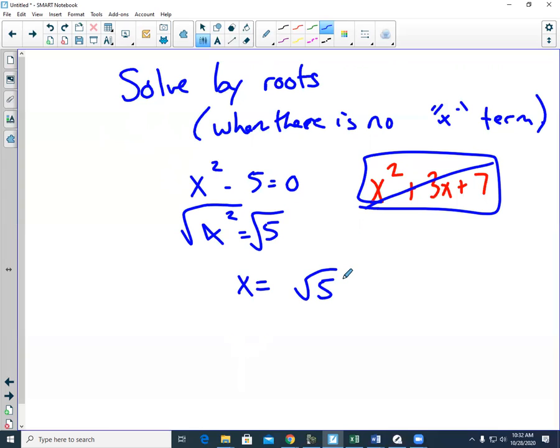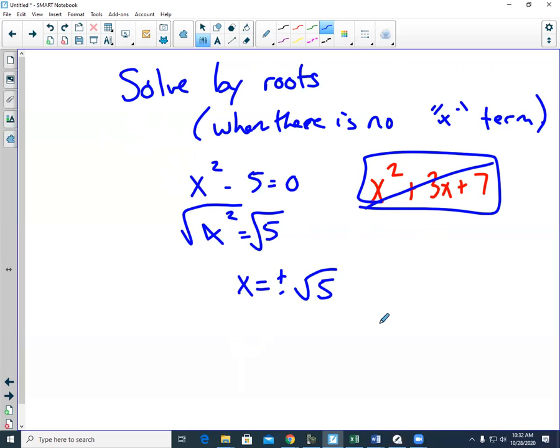Now here's a big question, something that I need you guys to think about. If I introduce a square root, is there anything special that I have to do? Think about it. I have to what? I have to put plus or minus in front of it.